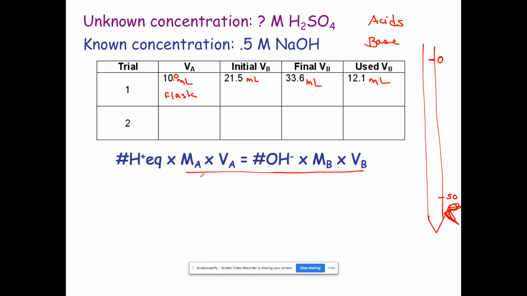We'll start off with what is easier. So our molarity of the acid, that's what we don't know. That's going to remain our variable. Then we need to look for the volume of the acid. Well, 10 milliliters. The molarity of the base was given to us, 0.5 molar. The volume of the base, how much did we use? It was 12.1 milliliters. You know what? I'm going to make these parentheses just to keep things a little bit neater.